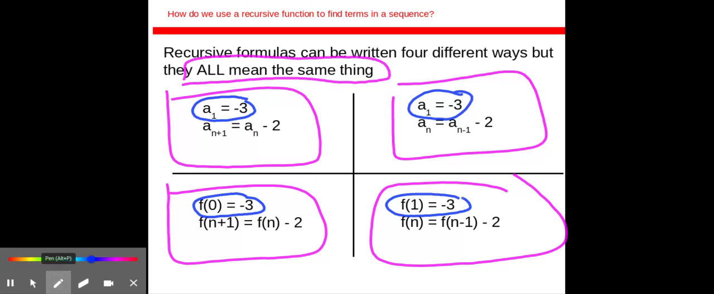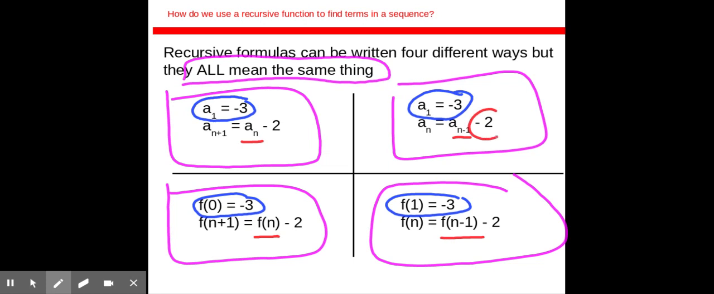The next thing we're going to look at is this. This term here on the right-hand side of the equation, where they're subtracting 2 from it, is considered our previous term. This is our rule. This is what the sequence is telling us to do, but in a very odd way. It's telling us to take a term and subtract 2 to get to the next term.